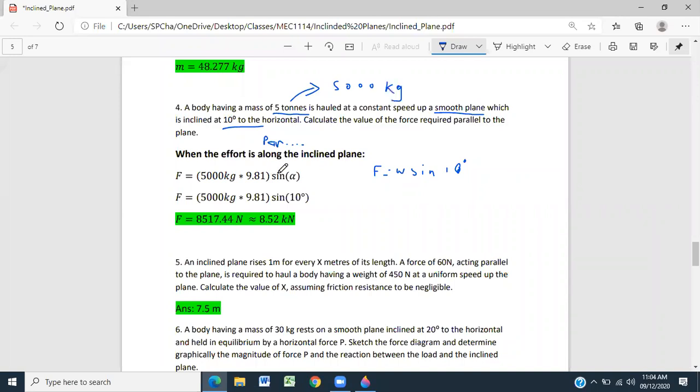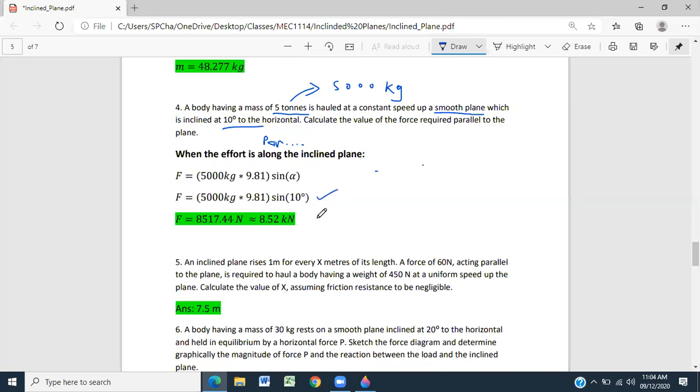So the weight would be that times 9.81, or the downward force as a result of gravity. Given that we already know the formula, and we are given so many things, we can just plot this down, boom. F is equal to W times sine alpha. We know the weight is 5,000 kg times 9.81. And we know that alpha is 10 degrees.